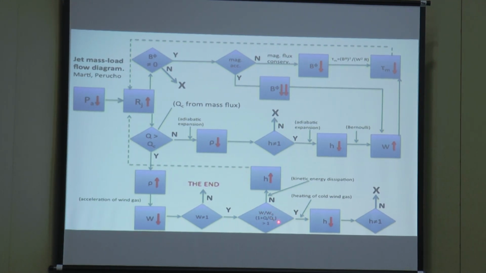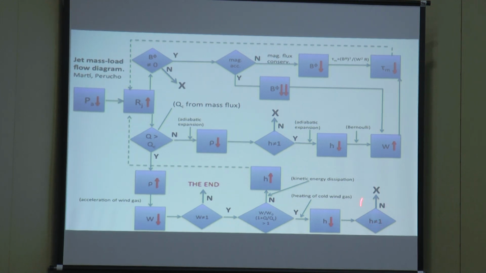If the enthalpy is larger than 1, sorry, if this relation is not true, this means that the enthalpy will grow because there will be investment of kinetic energy into internal energy, and this will favor further expansion. If this relation is true, this means that your jet doesn't have enough kinetic energy to convert into internal energy, so what it does is it cools down, and you end up questioning whether your enthalpy is different from 1 or is equal to 1.